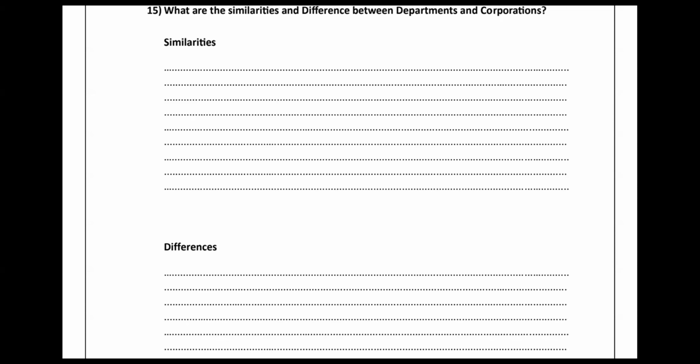The liability of public corporation. Okay, let's come to this. The liability of public corporation, is it limited or is it unlimited? The fourth point is they are controlled by the minister and parliament. Yes, the liability of government is unlimited, but the liability of the private sector is limited.